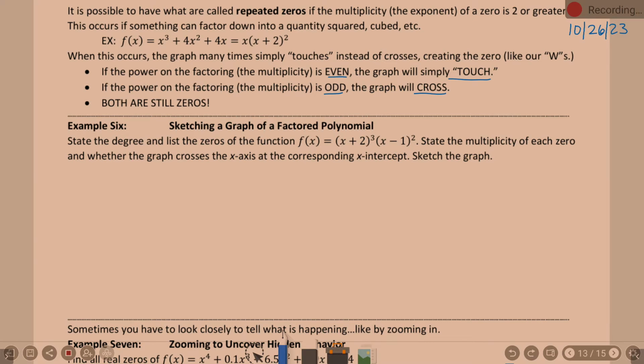Okay, so we're going to go ahead and look at example 6 and kind of make sense of all this. They ask us to do several things on example 6. They asked us to state the degree and list the zeros of this function. And then we're going to state the multiplicity of each zero. And then we're going to talk about whether the graph crosses the x-axis at the corresponding x-intercepts or not. And finally, we're going to sketch it. When I say sketch it, that's not necessarily pulling it up on the calculator. I mean, we'll look at it on the calculator eventually, but that's using what we know here. Okay? So, let's talk degree.